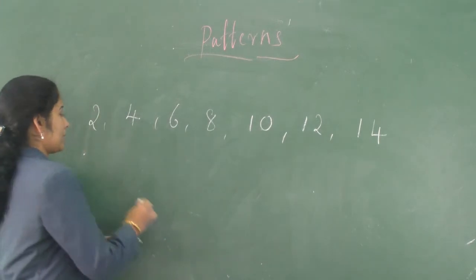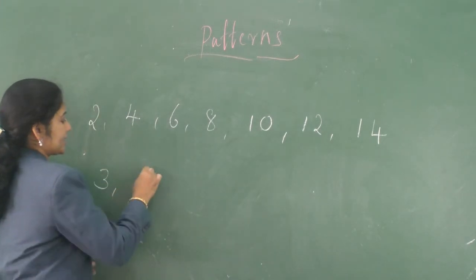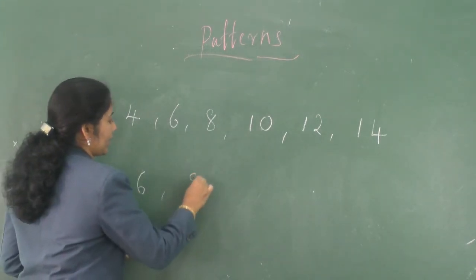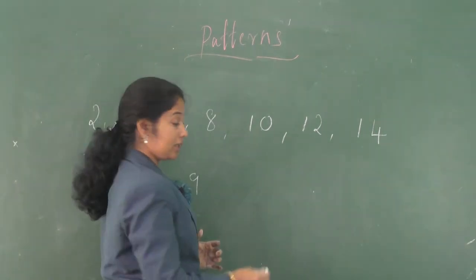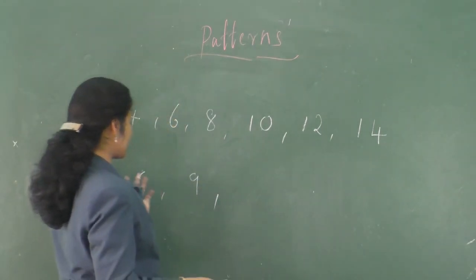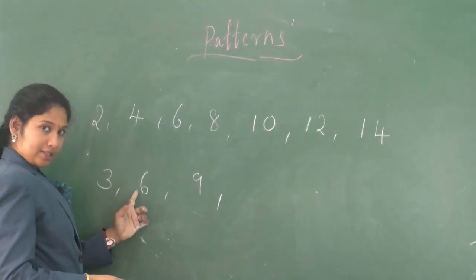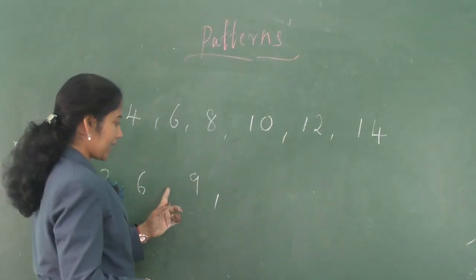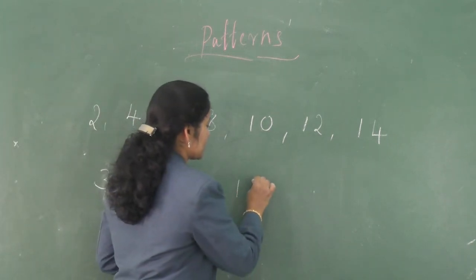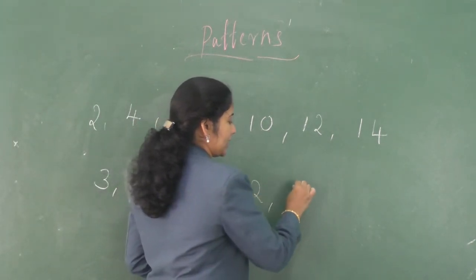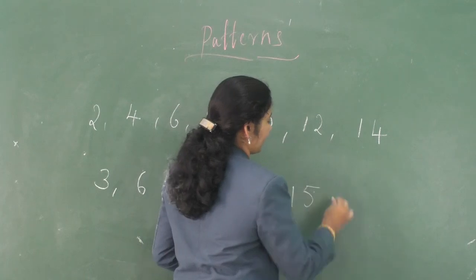Let's take another example. 3, 6, 9. Next number? Yes, the difference between two numbers is 3. 3 plus 3, 6. 6 plus 3, 9. 9 plus 3, 12. 12 plus 3, 15.